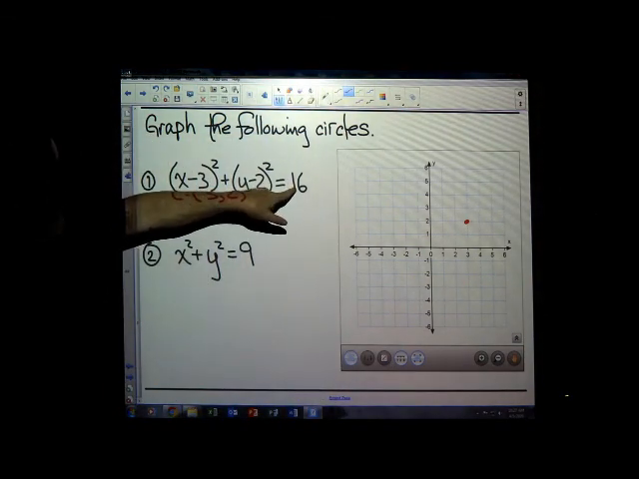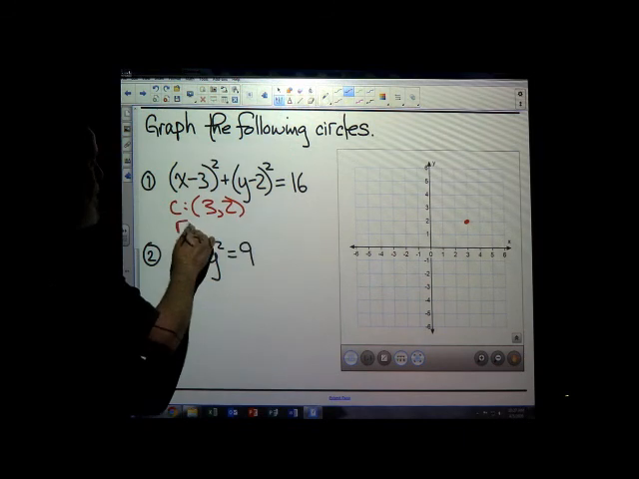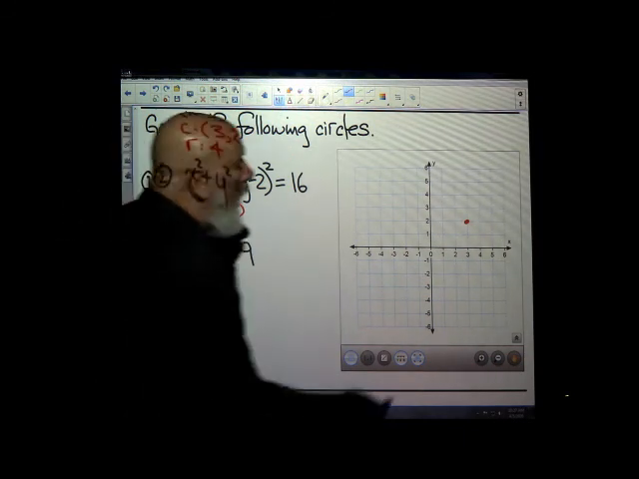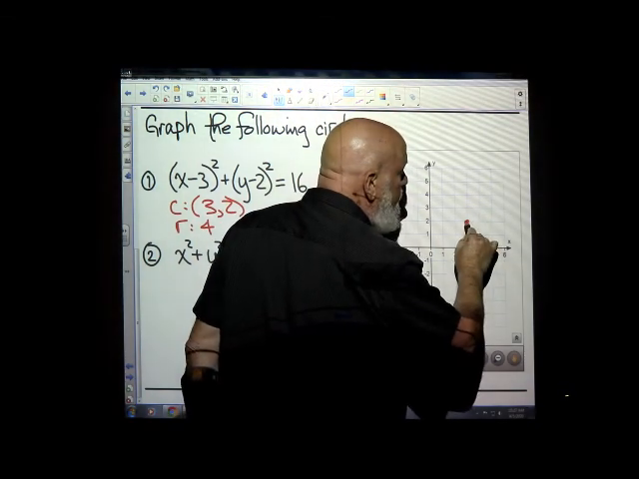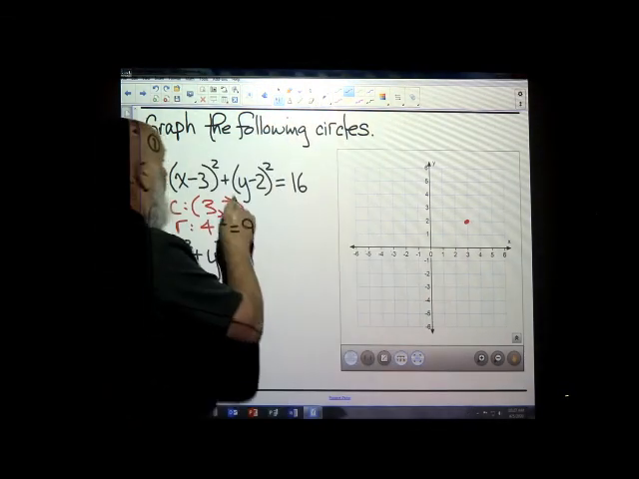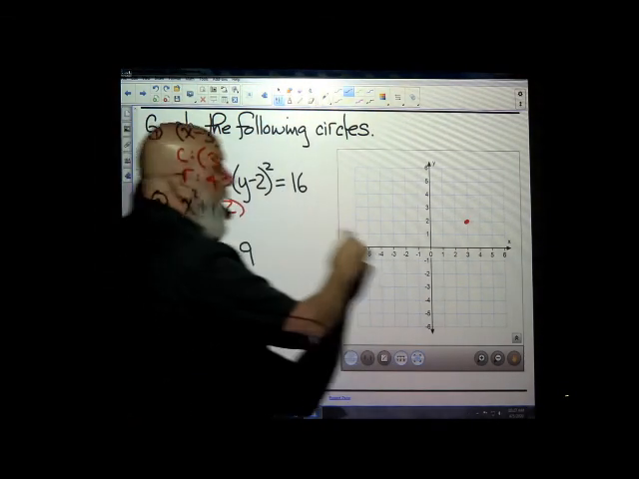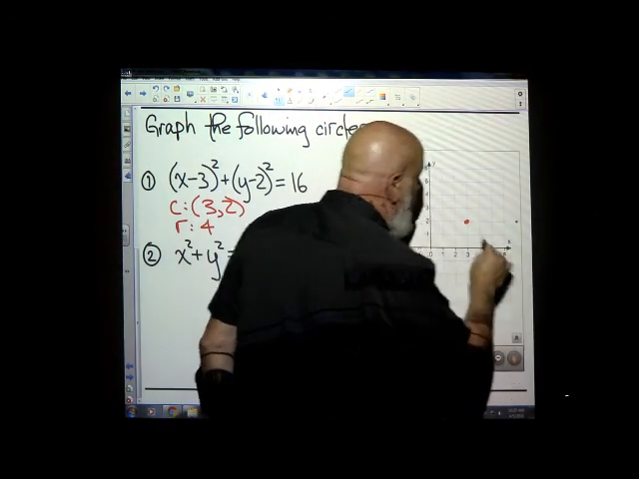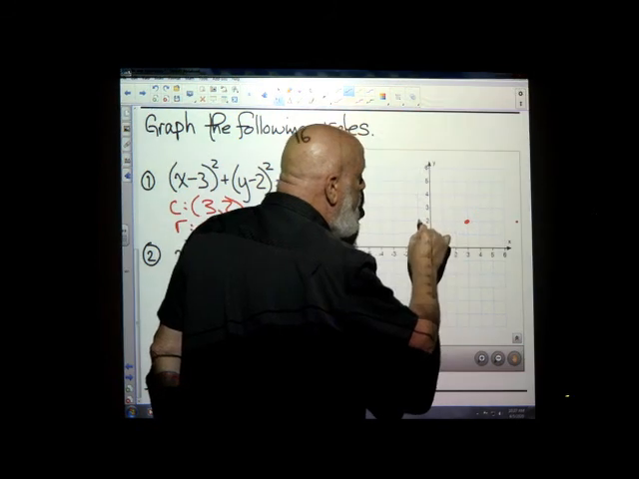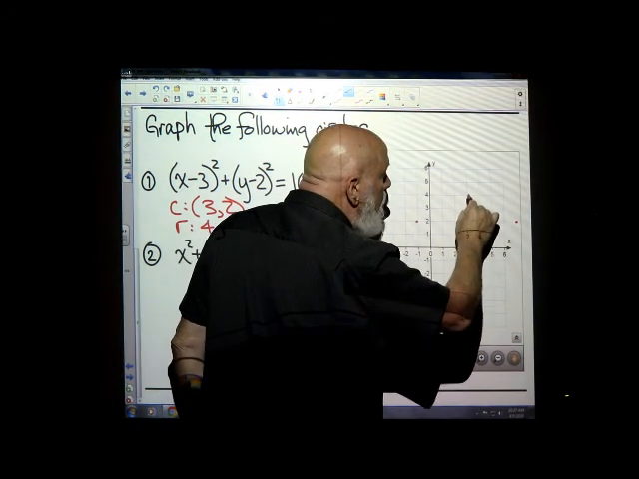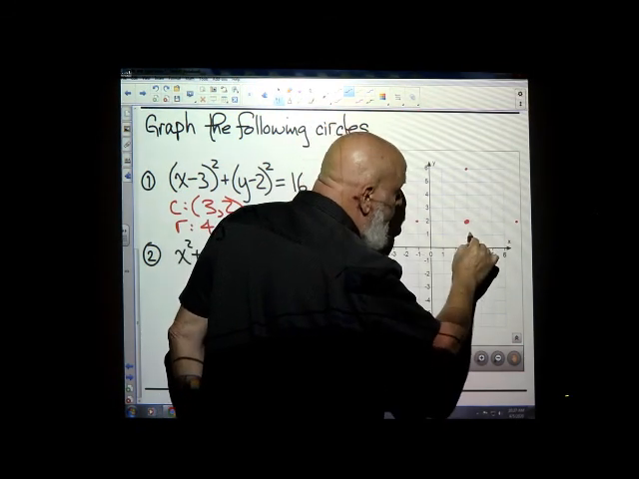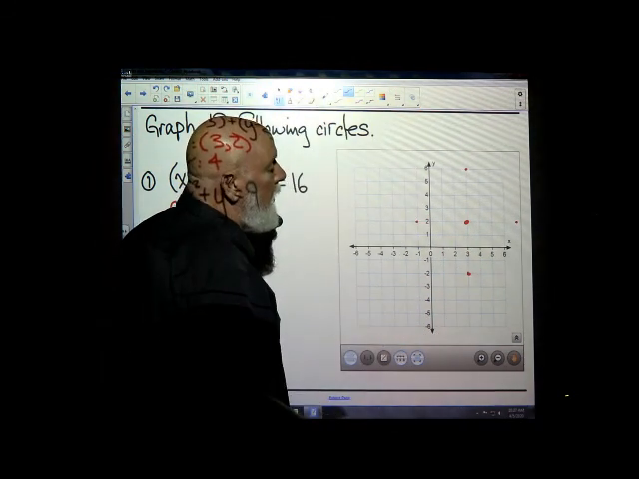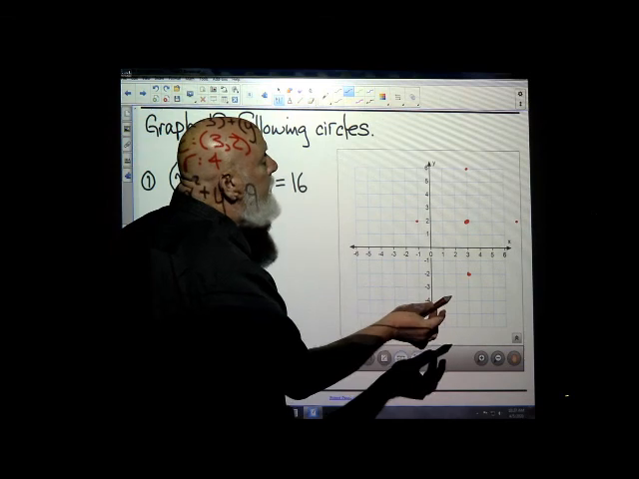I know that my radius is the square root of 16, which is 4. So if my radius is 4 units, all the points that are 4 units from this center will be on this circle right here. So I go over 1, 2, 3, 4. I go a little bit off my graph. That's okay. I go 1, 2, 3, 4. I can go up 1, 2, 3, 4. Down 1, 2, 3, 4. And that gives me a real good idea of where my circle is going to lie.